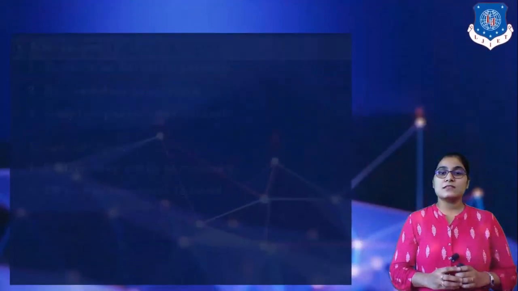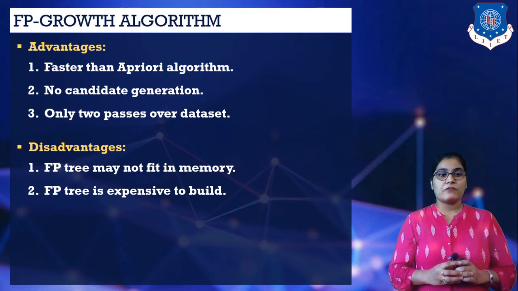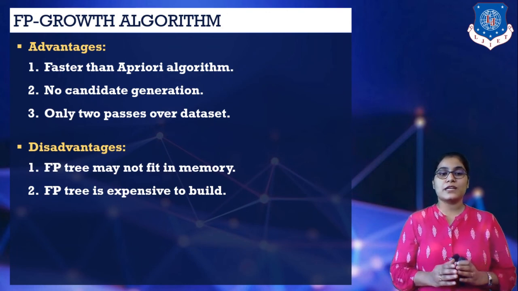Now let's discuss the advantage and disadvantage of FP growth algorithm. FP growth algorithm is much faster than the a priori algorithm, as it does not need to create any candidate item set, and it only requires 2 passes over the data set. However, it also has a set of disadvantages. FP tree may not fit in the memory, and FP tree is expensive to build.